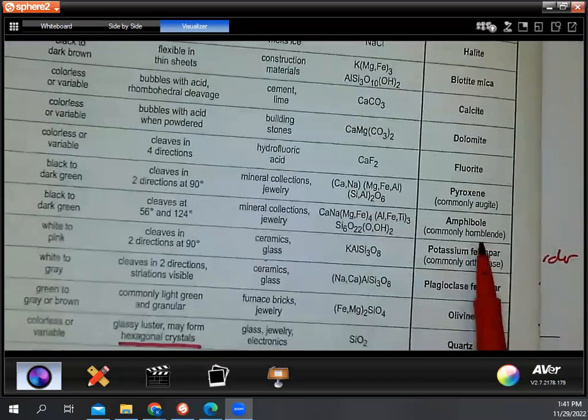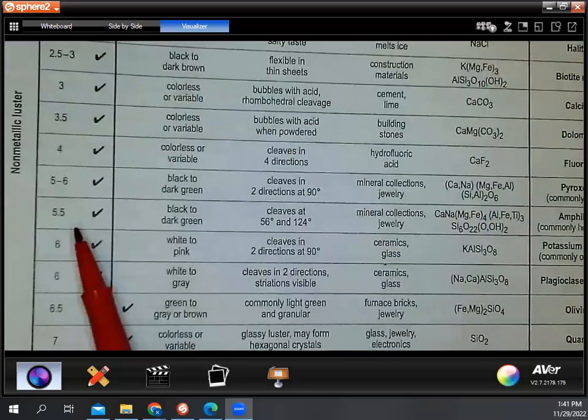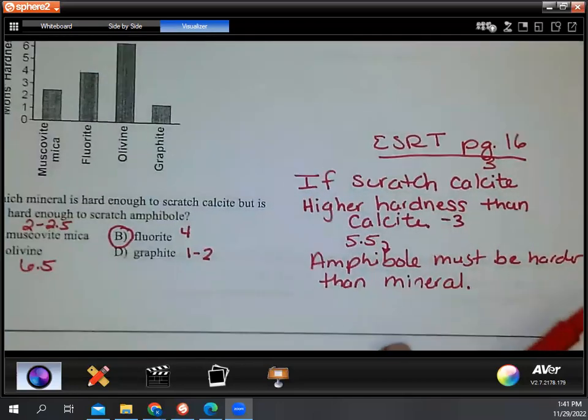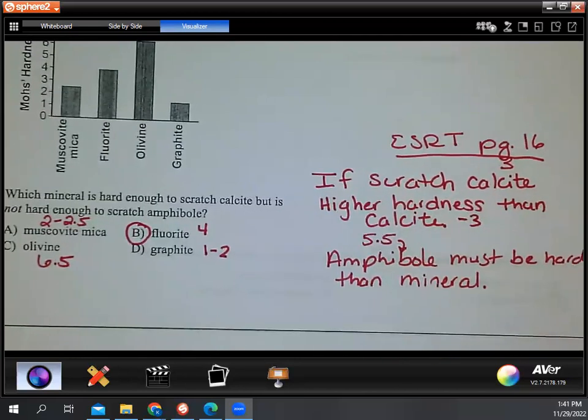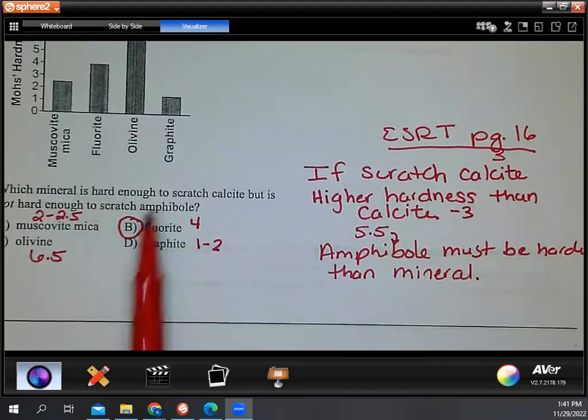If I look here, here's amphibole. Amphibole's hardness is 5.5. So what I did is I went through on my reference table, just like I did with calcite and amphibole, and I found the hardness for each of these and I wrote them down. The only number that is higher than calcite, but lower than amphibole, is fluorite, which is choice B.